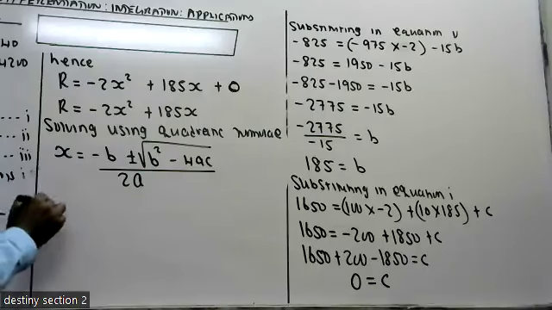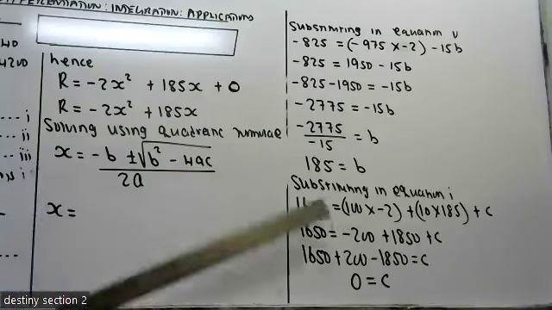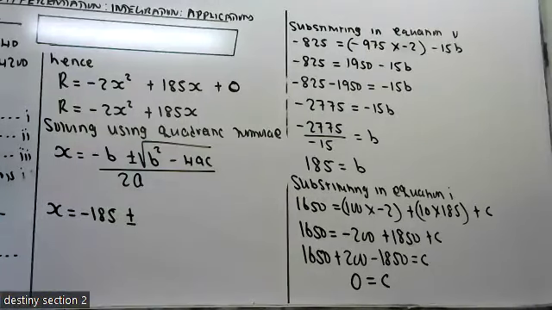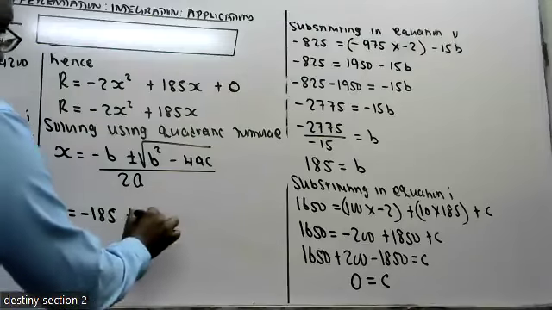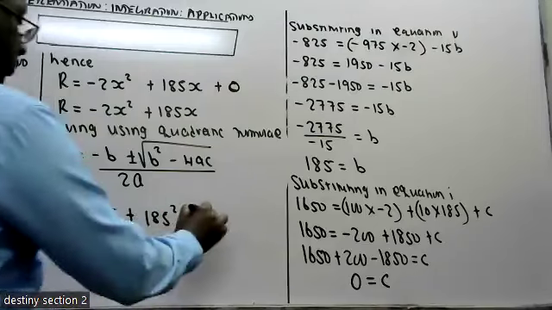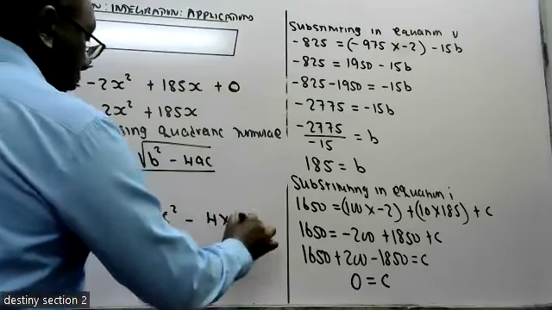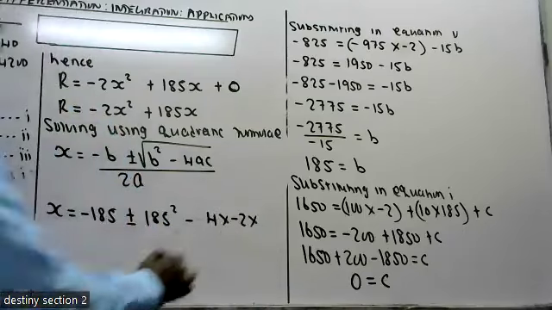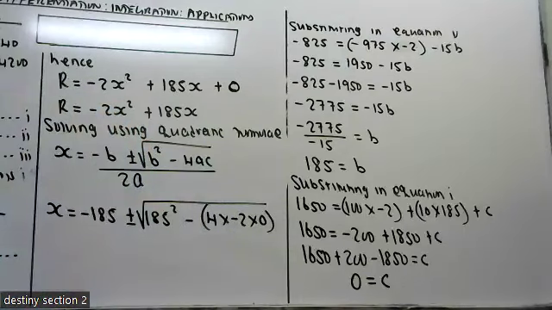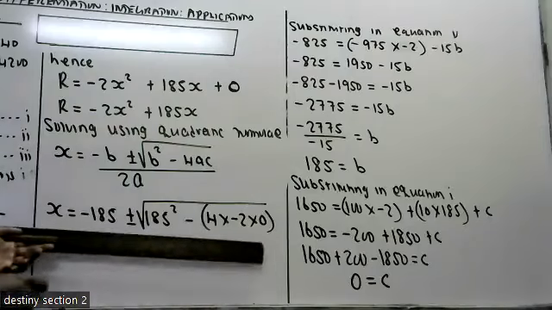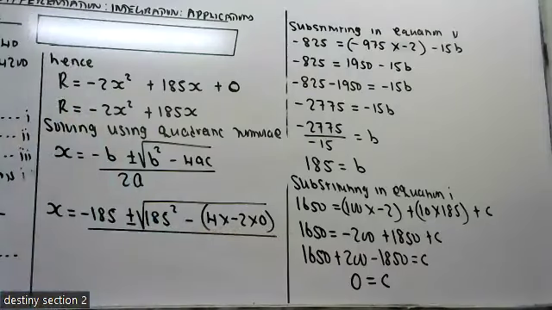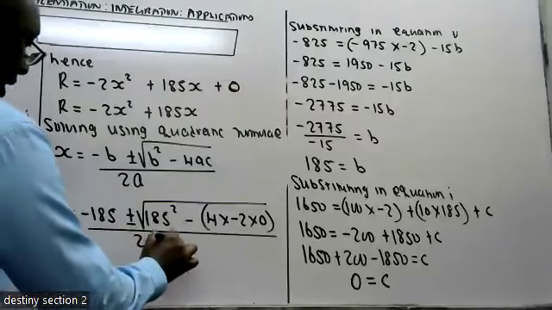So we now substitute and say x is minus b. Our b is 185, so it's minus 185, plus or minus the square root of b squared, 185 squared, minus 4 times A, which is minus 2, times C, which is 0. You get the square root there. You divide it by 2A, so 2 times minus 2.